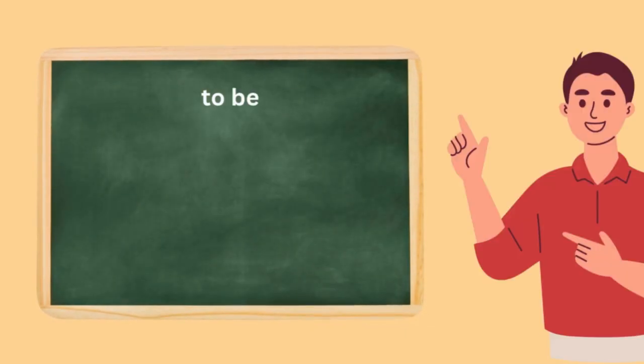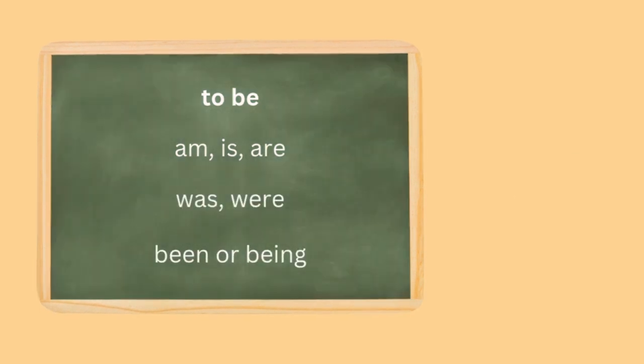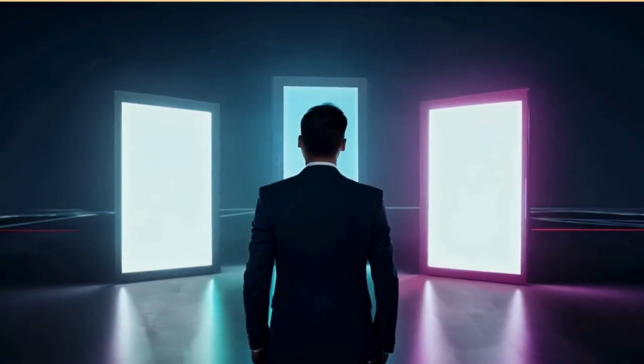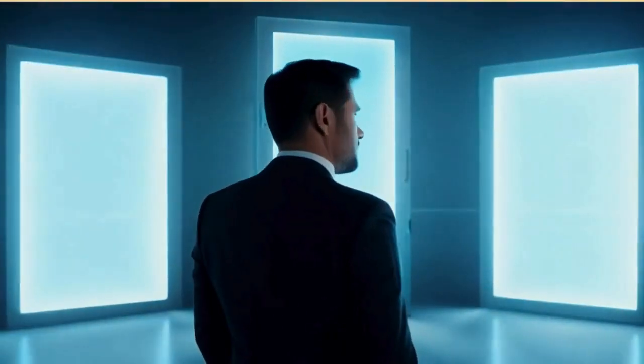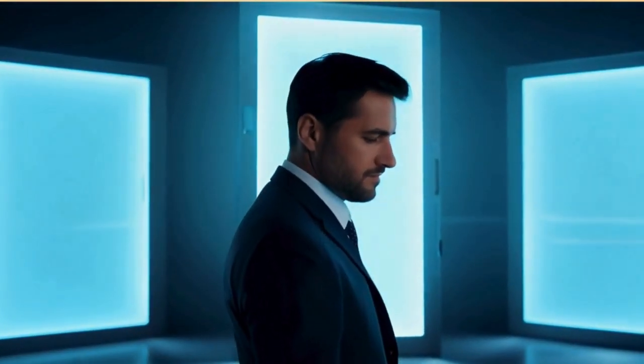Don't be scared by the formula. It is actually quite simple with just two key components. What is it? Yeah, the first is to be. This can be am, is, are, was, were, been, or being. Your choice depends on the tense or the time of the action and the subject of your passive sentence.